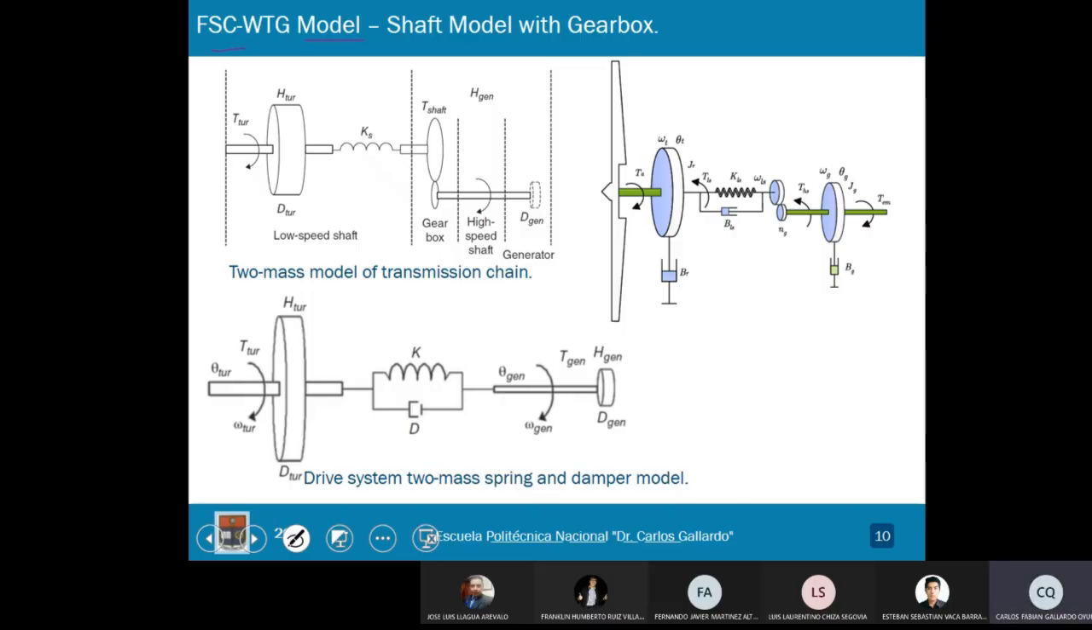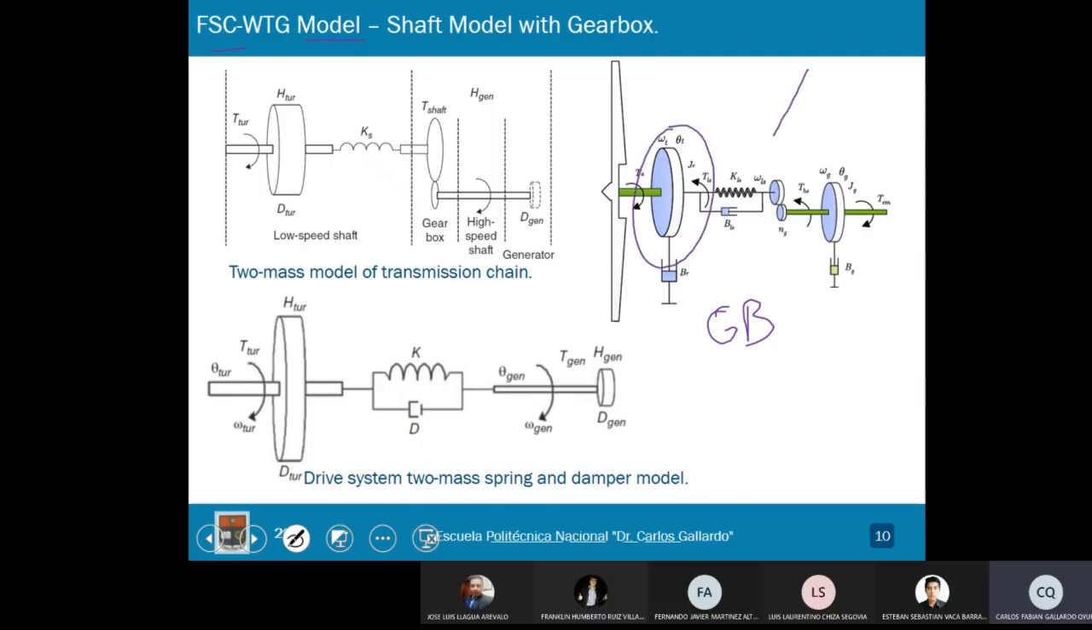Okay, guys, let's continue. Let's start the model. The first part is the shaft model with gearbox. In the first case, I will take into account the gearbox. From the transient stability analysis, the drivetrain is always described by a two-mass dynamical model. That is the reason I concentrate only on this model.